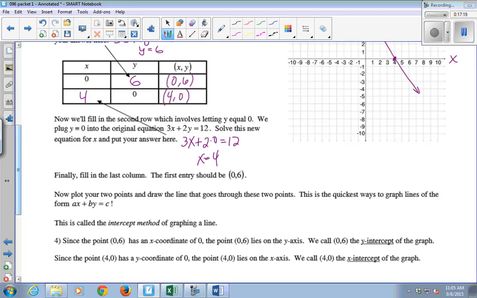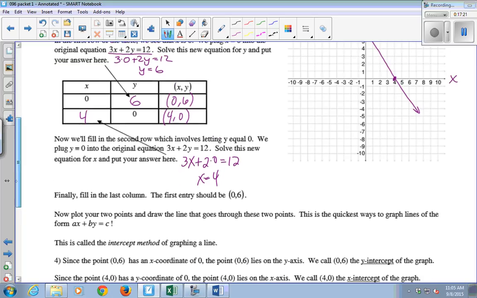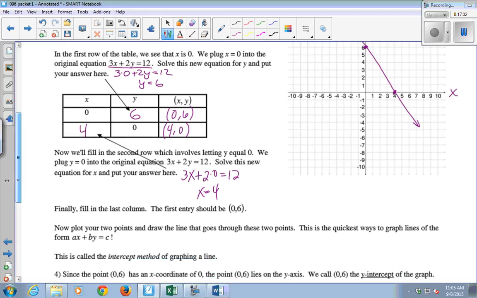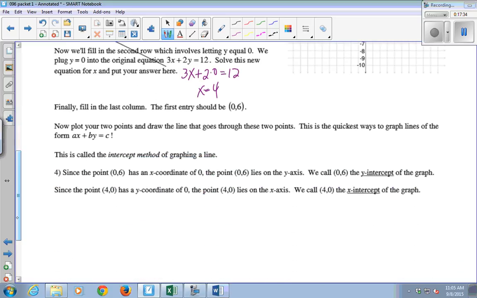So this is the quickest way to graph lines if they have this form ax plus by equals c. It works for all forms. You can always graph a line using its intercepts. It's called the intercept method of graphing a line. Since the point (0, 6) has an x coordinate of 0, it's on the y-axis. We call it the y-intercept. And (4, 0) has a y coordinate of 0, which means it's on the x-axis. We call it the x-intercept.